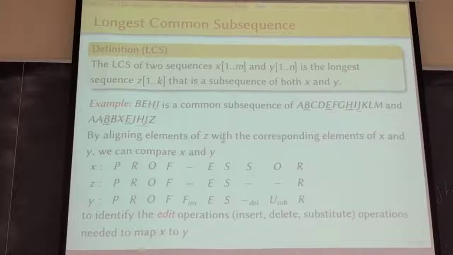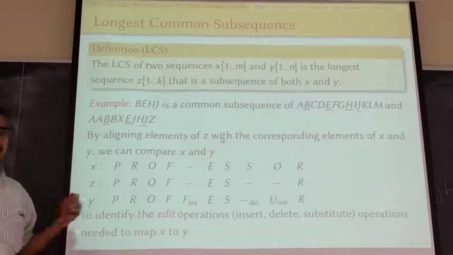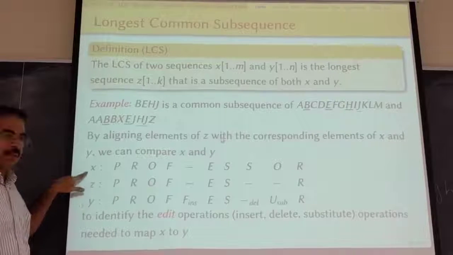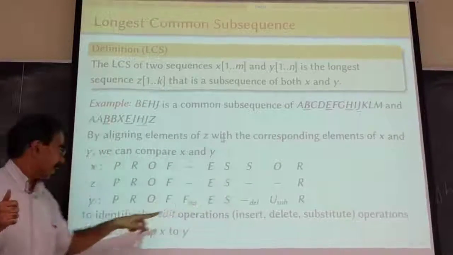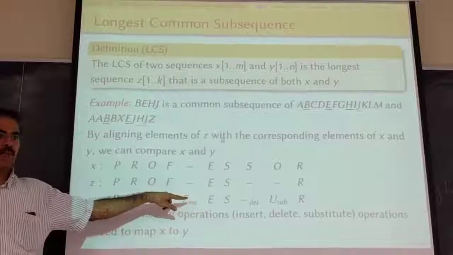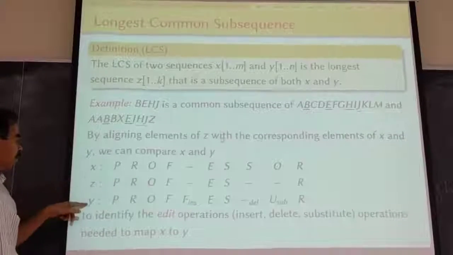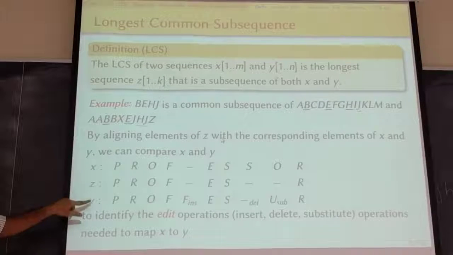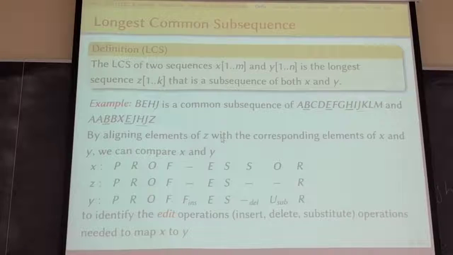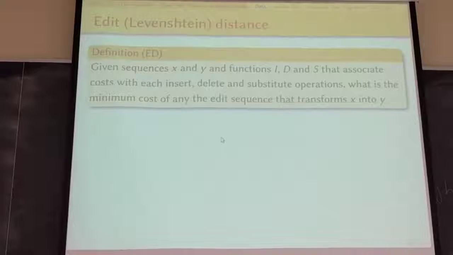Now edit distance is the number of such operations that you have to do, and since there can be many edit sequences that can generate Y from X, a trivial one is to delete all of the characters in X and then insert all of the characters in Y. That's a trivial way to construct any Y from any X. But the number of edit operations there is going to be the length of X plus the length of Y, which is large. So the edit distance is the smallest number of edit operations that generate Y from X.